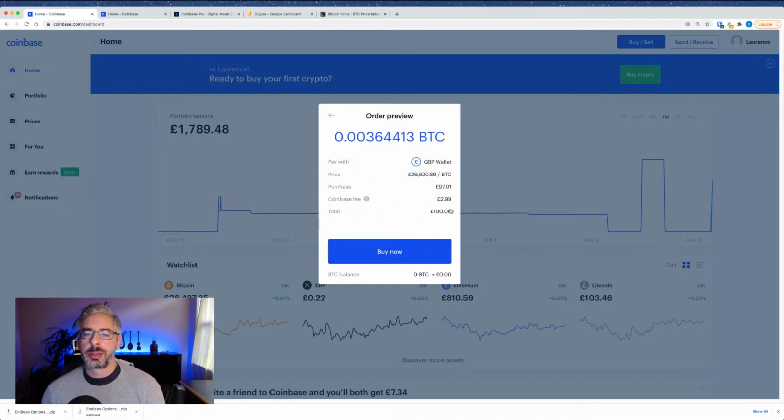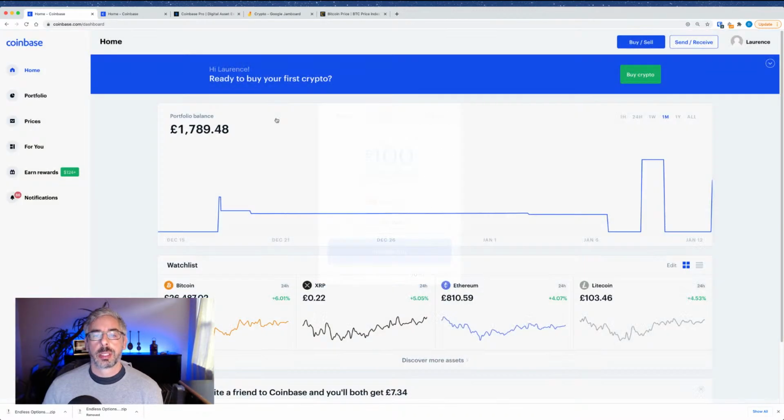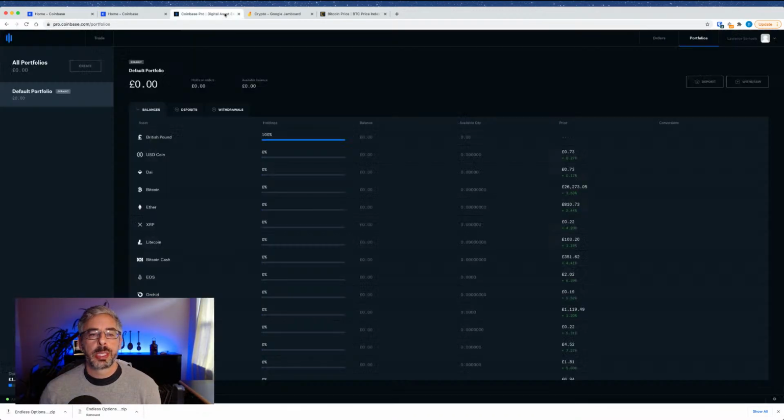£2.99. So you're paying almost 3%, 2.99%, on that purchase, which is very expensive. Okay, so if we do it in the Pro platform, it's a heck of a lot cheaper. I'm going to show you that. So let's open up Coinbase Pro.